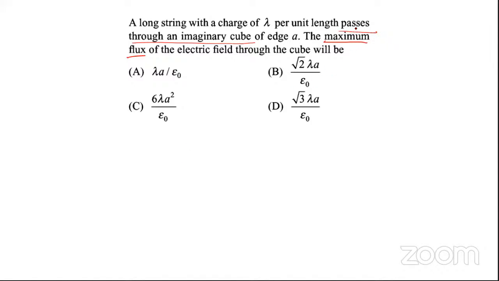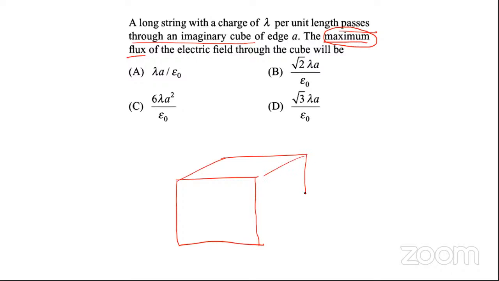So we will find a case where maximum flux can be passed through the cube. And how will maximum flux be possible? That will be possible when the maximum part of the wire stays in the cube. And how can that be possible? सोचो यहाँ पर बताएं.